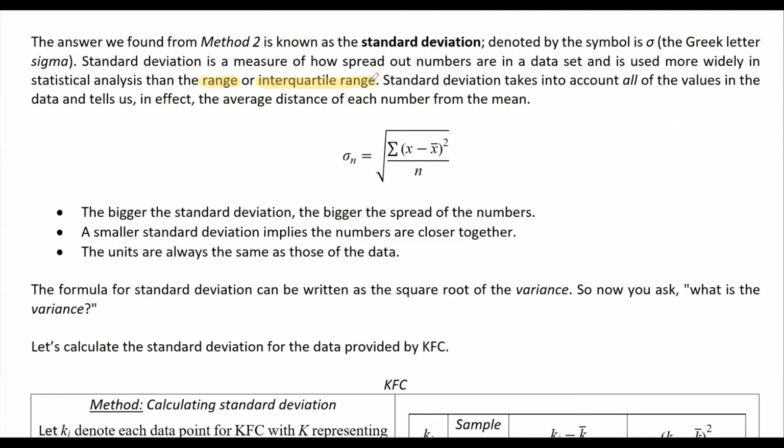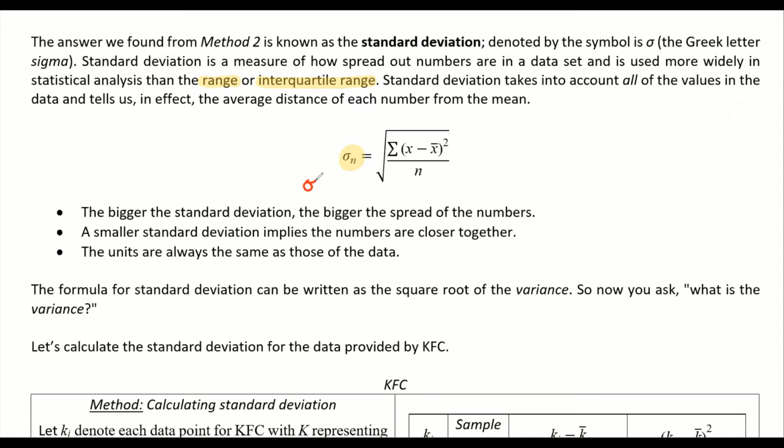This is the formula for it, and we use the Greek letter sigma. If you want to write sigma, if you just draw an O and then just put a little tail on it like that, that will do. Sigma, or sigma n, n being the size of the data set.